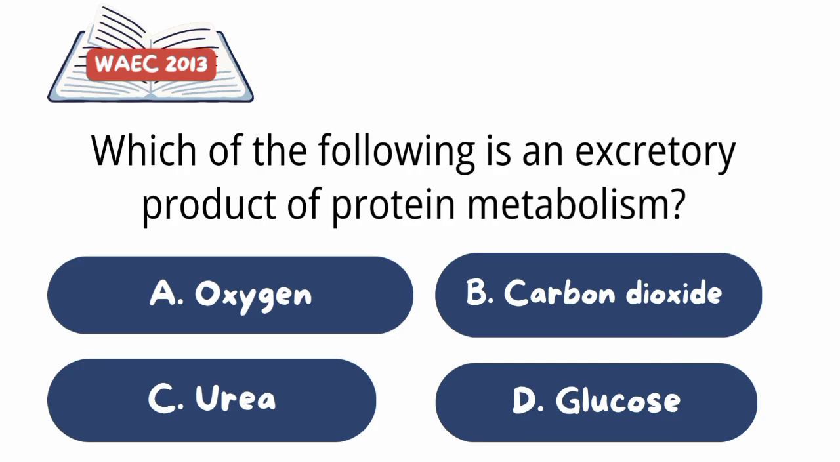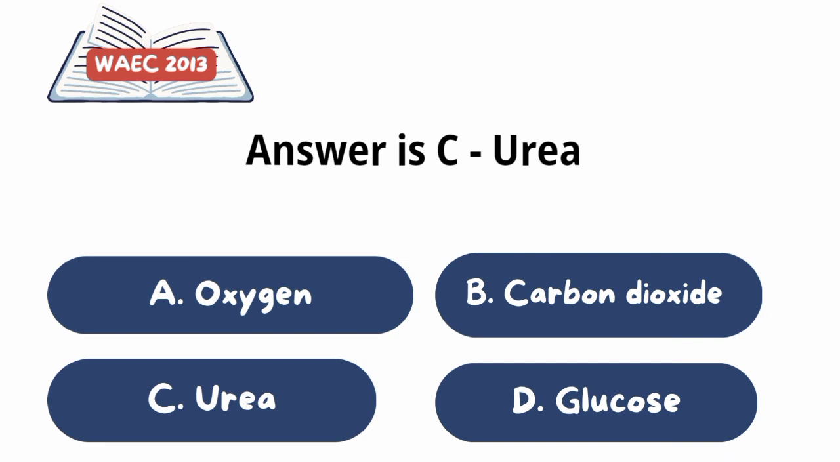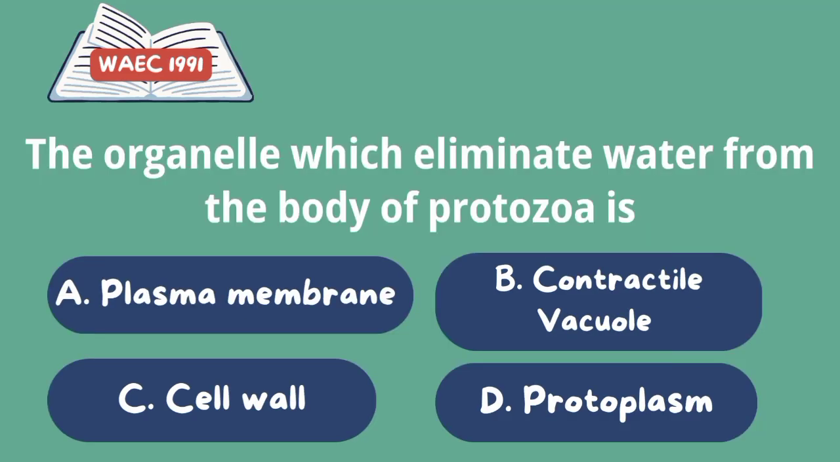The correct option is C. Urea. Urea is a waste product of the metabolism of protein, which is called deamination. Now, oxygen is wrong because oxygen is not a waste product. Option B, carbon dioxide, is wrong because it is a waste product of respiration. And option D is actually the substrate for respiration and not a waste product.